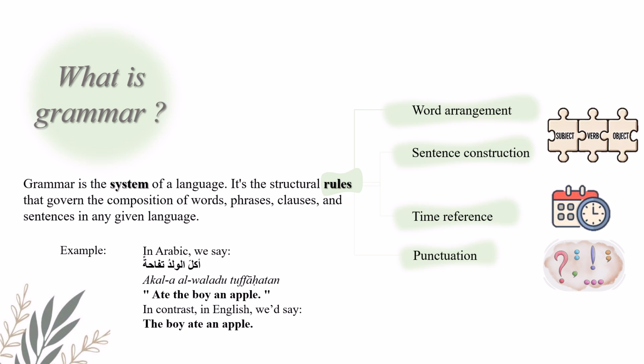So this example clearly shows how grammar controls word order and organizes meaning. Because even though both sentences express the same idea, the structure is different, and that's the result of their respective grammar.